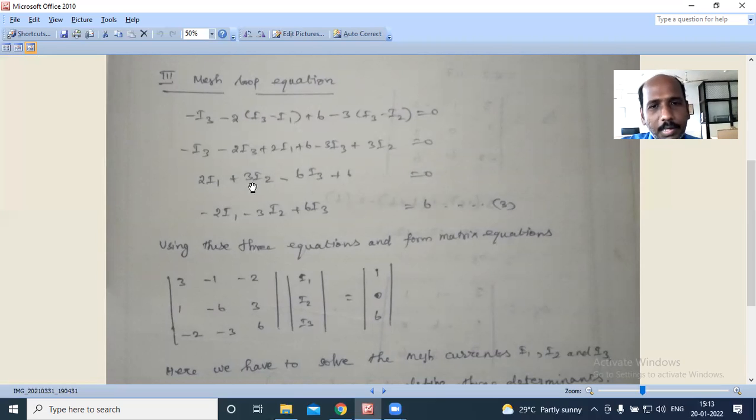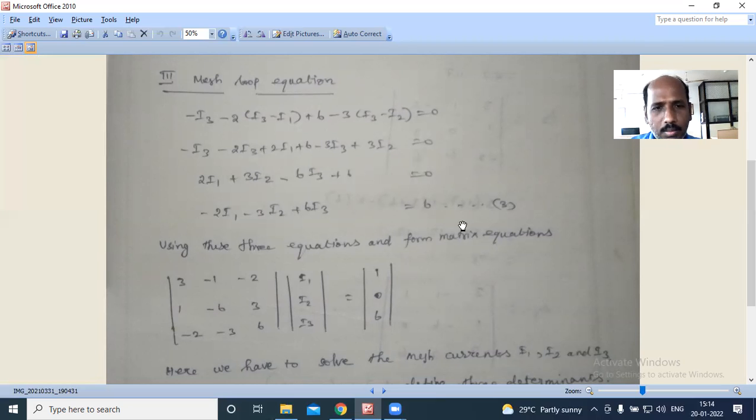2i1 plus 3i2 minus 6i3 plus 6 equal to 0. Then you take the 2i1 plus 3i2 minus 6i3 on one side, and the plus 6 on the other side. If you bring the 6 volt to the right-hand side, we get minus 6. Then you multiply by a negative sign, and we get plus 6. This side we get minus 2i1 minus 3i2 plus 6i3 equal to 6. This is the third equation.